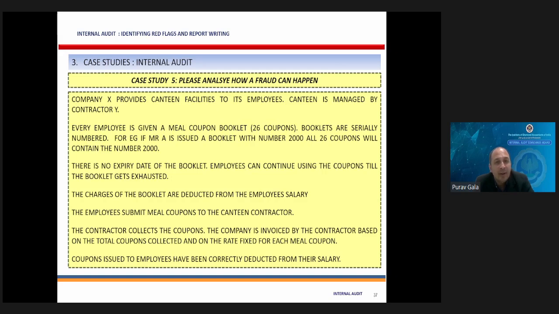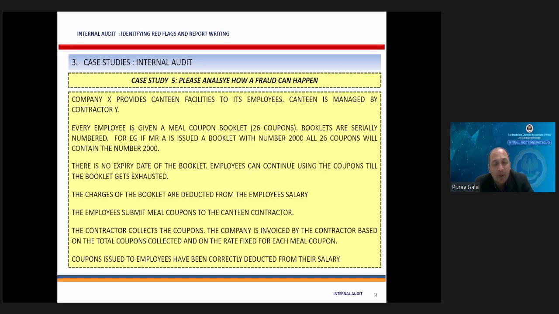So this canteen facility is given to its employees. Every employee is given a coupon booklet with 26 coupons. Booklets are serially numbered. If I have been issued a booklet with number 2000 for the month of March 24, all 26 will contain the number 2000. There is no expiry date of the booklet.